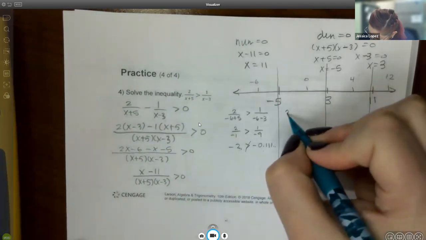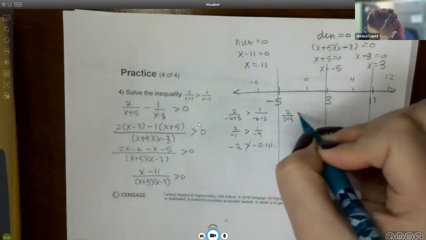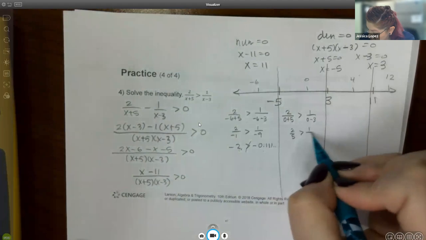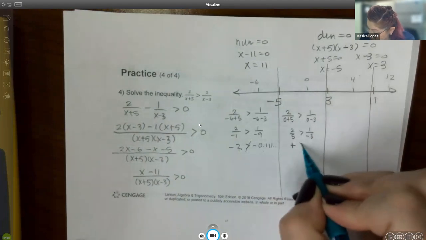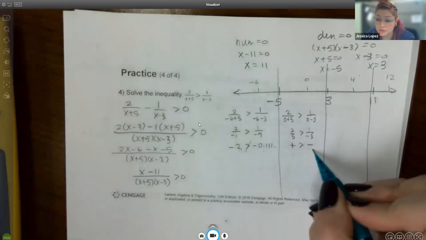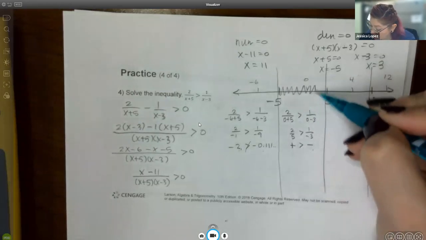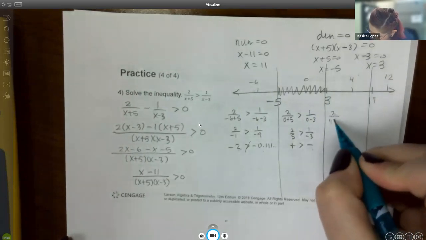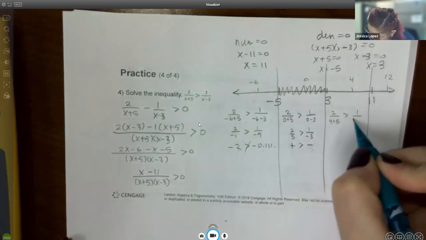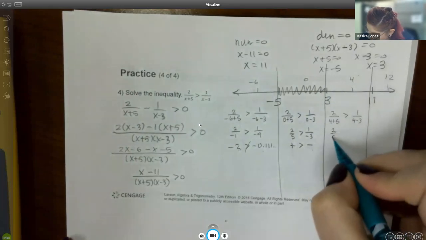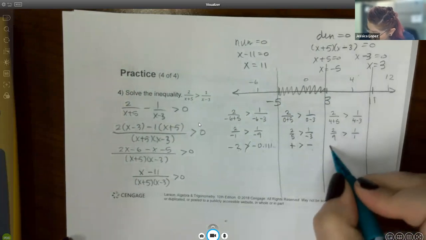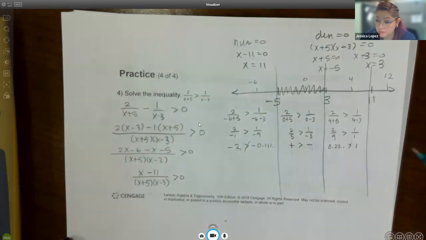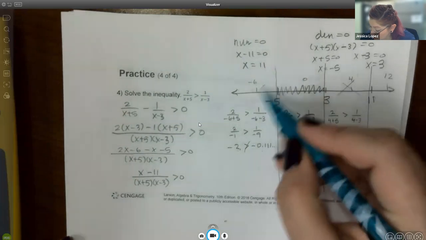Now I'm going to try 0. So 2 over 0 plus 5, 1 over 0 minus 3. Here I get 2 fifths. Here I get 1 over negative 3. It doesn't matter really the numbers because a positive is always greater than a negative. So this section will be part of my solution. Now let's test 4. So 2 over 4 plus 5, 1 over 4 minus 3. So 2 over 9 greater than 1 over 1. This is 0.22 repeating, and this is just 1. This is not a true statement. So this part is not part of my solution.